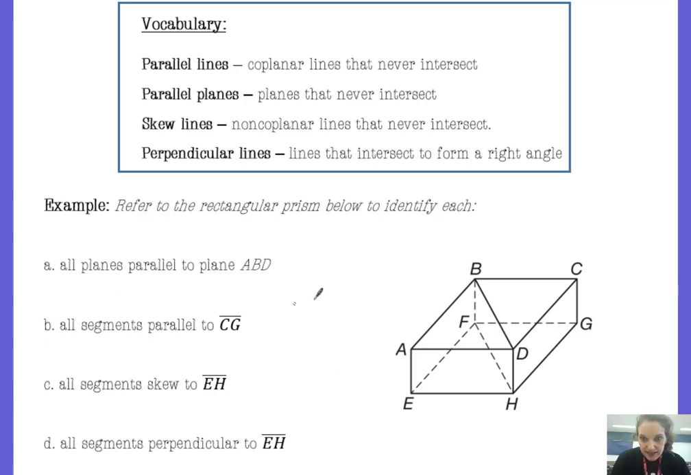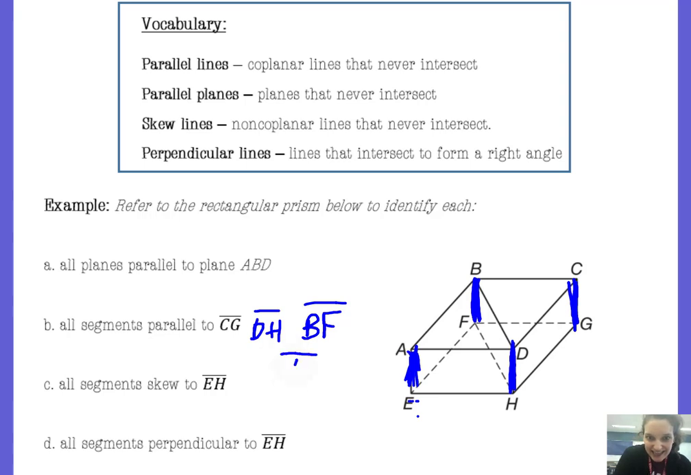We want to find all segments that are parallel to segment CG. So that would be segment DH. Those two segments are parallel. They're never going to intersect. Segment BF, which is over here, CG and BF are never going to intersect. As well as over here, I'm just highlighting it, segment AE is also a segment that's parallel to segment CG. So parallel lines are coplanar and they are never going to intersect.